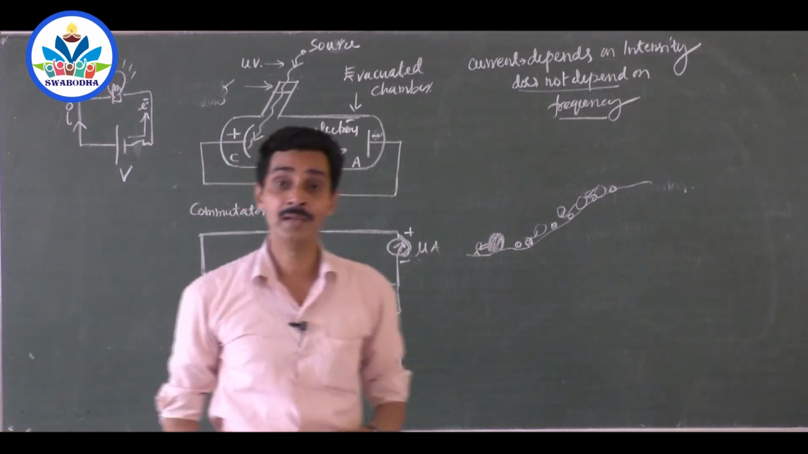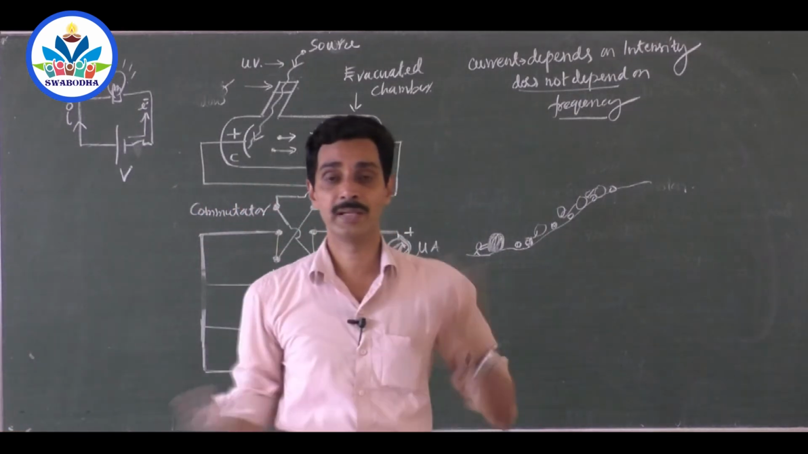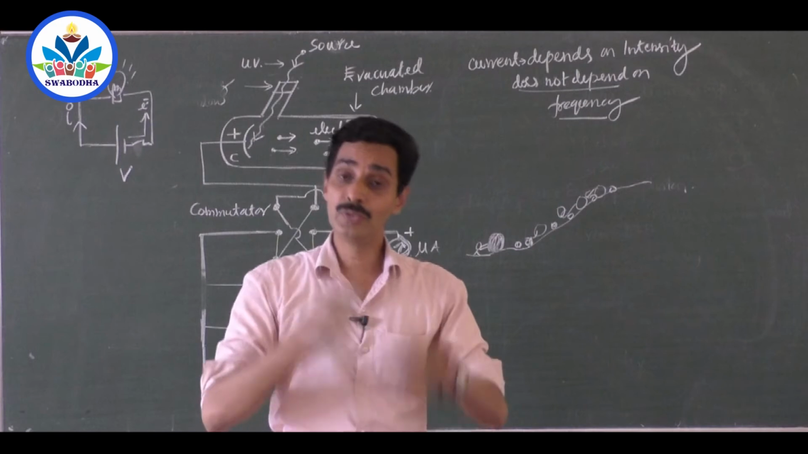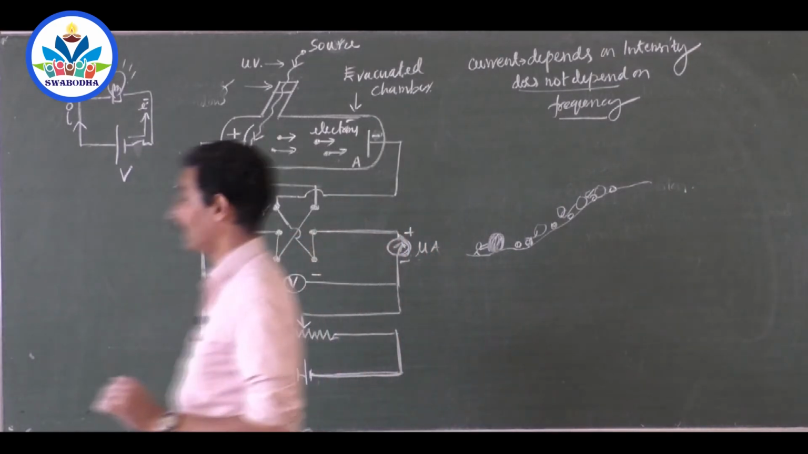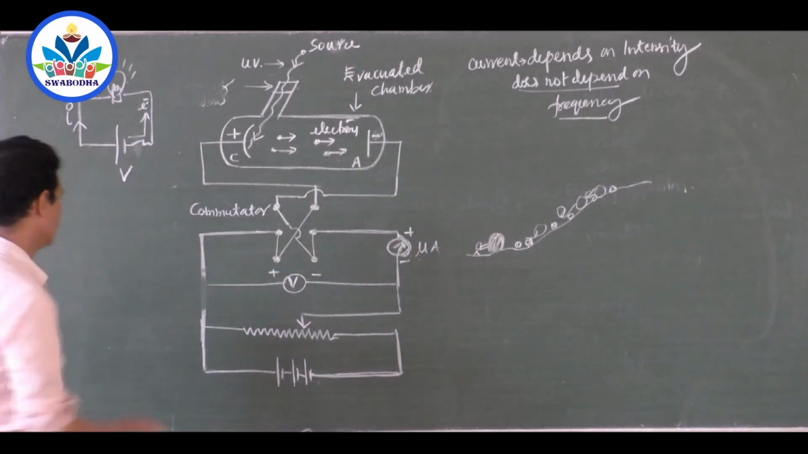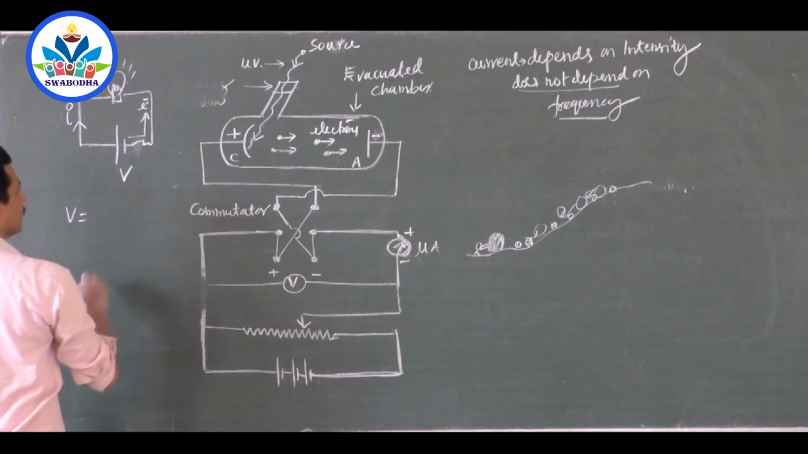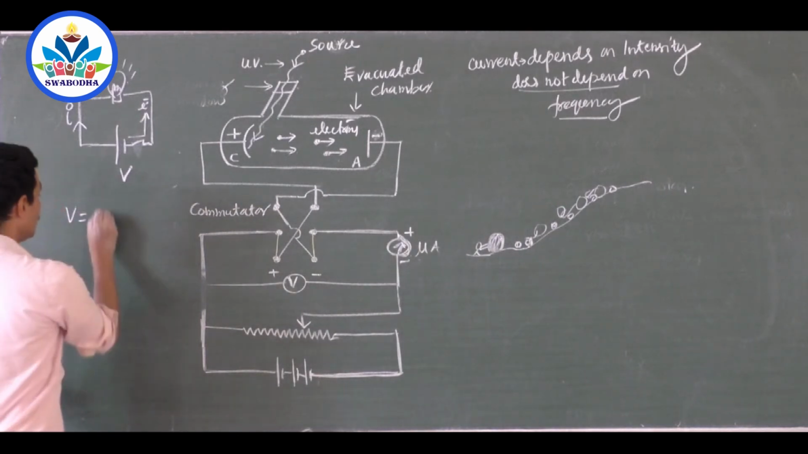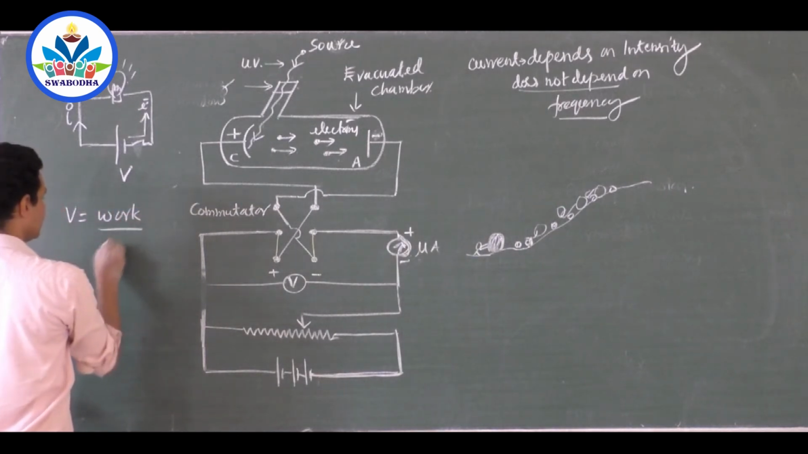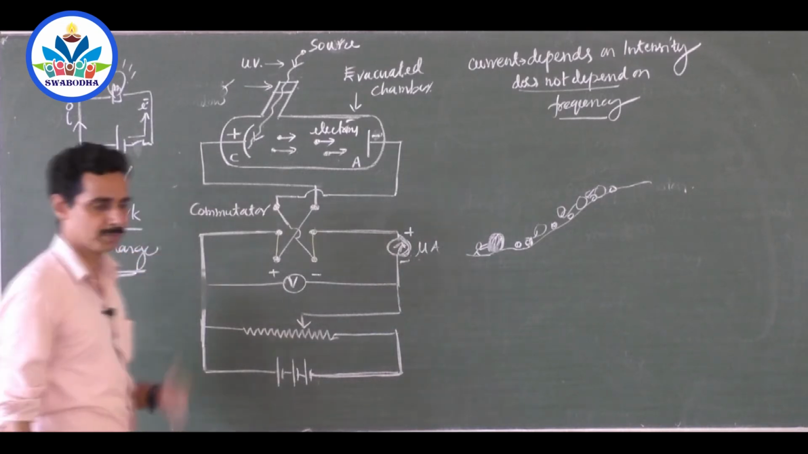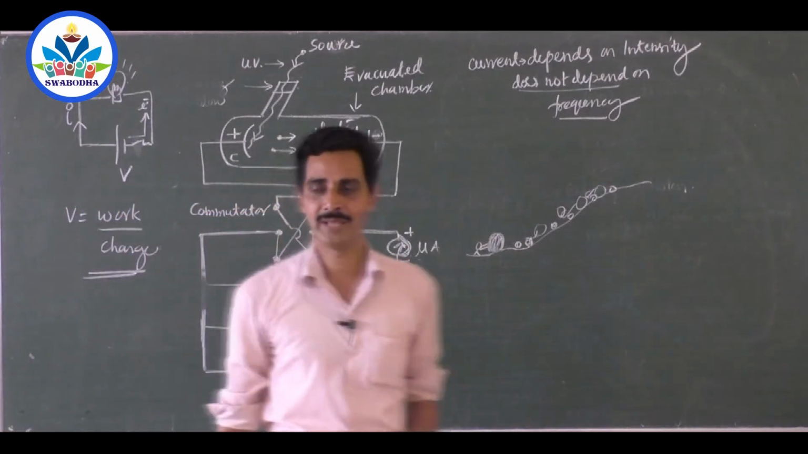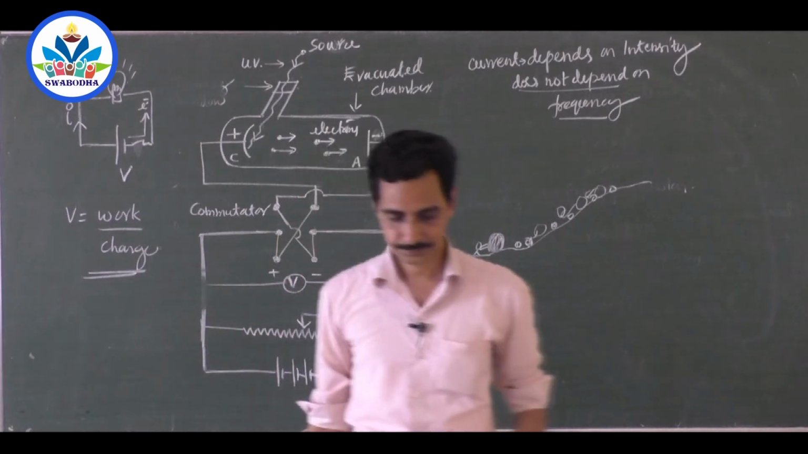Electrons are already in the conducting wires and the tungsten filament and all. Battery will do the work in pushing them. Work done by the battery in sending the charges. So potential difference of any battery is the work done by the battery in sending the charges. Work per charge is the potential difference. Joule per coulomb. Charge is coulomb. That is the definition of potential difference.